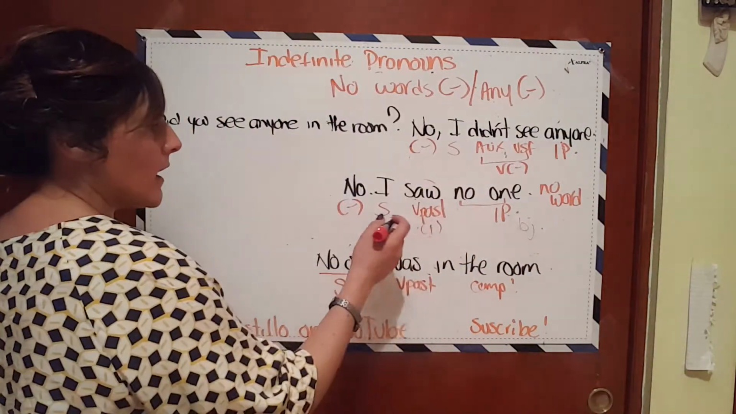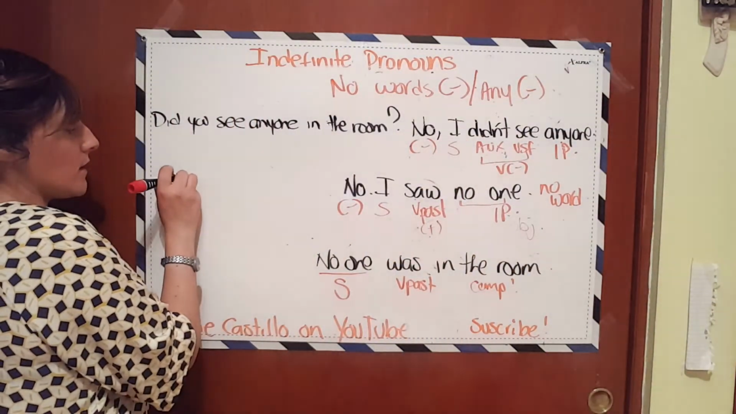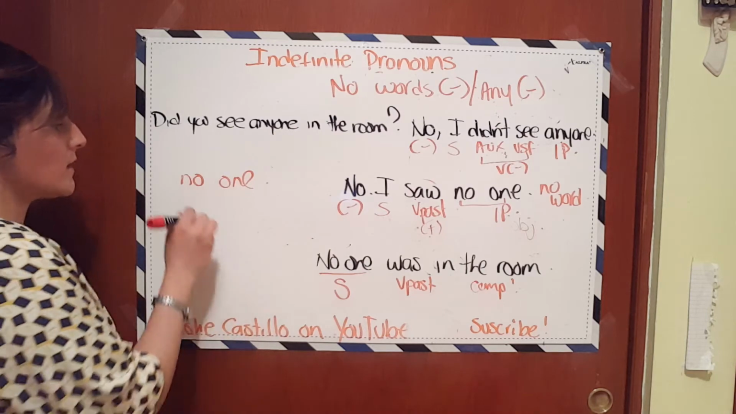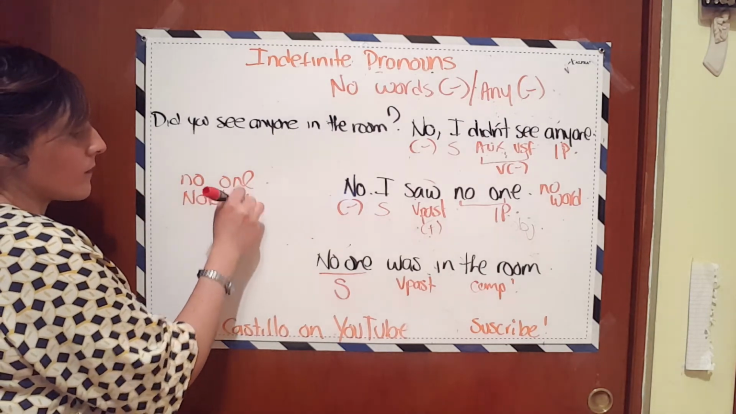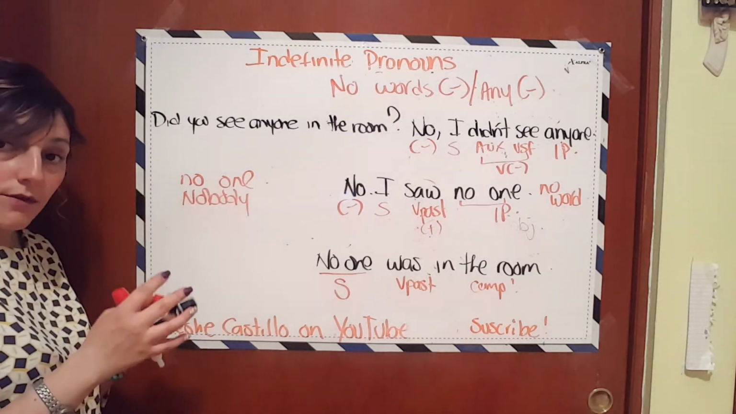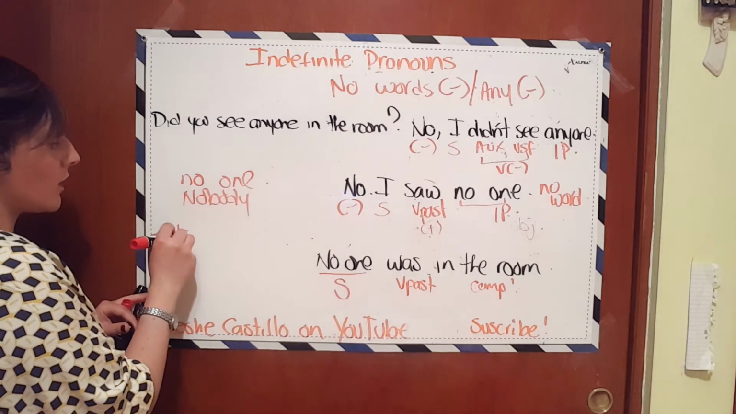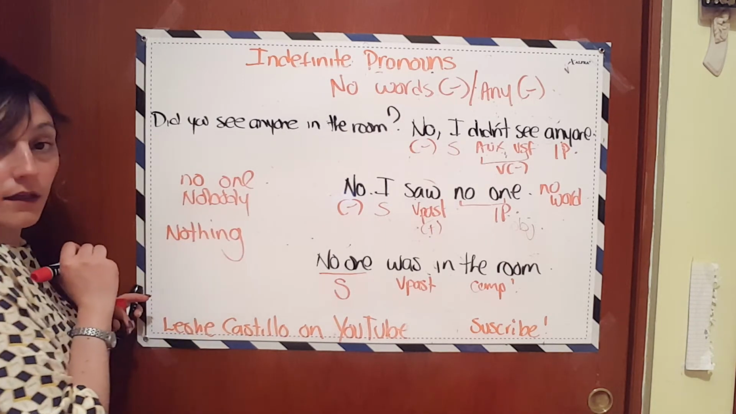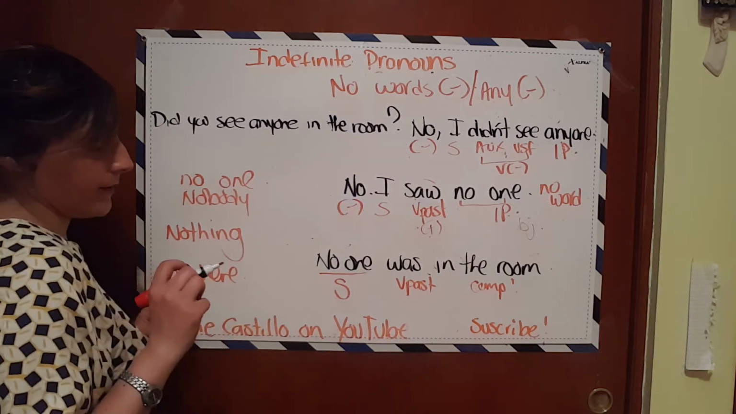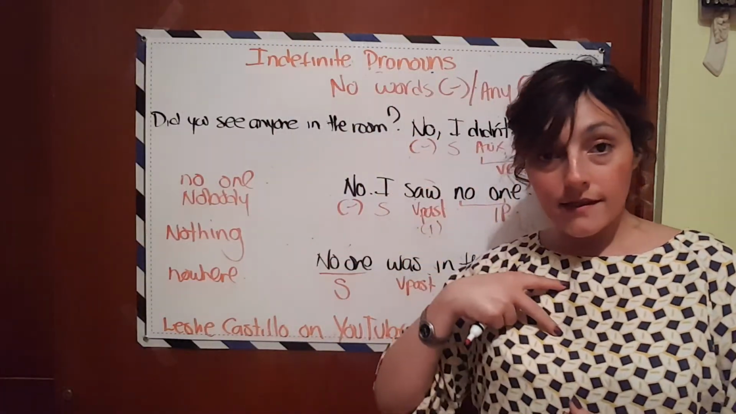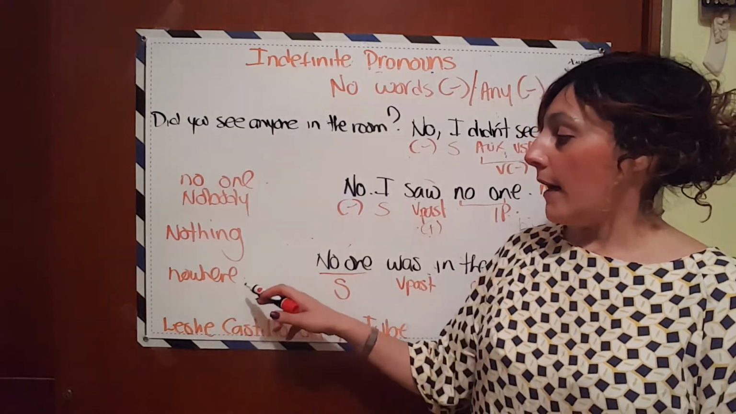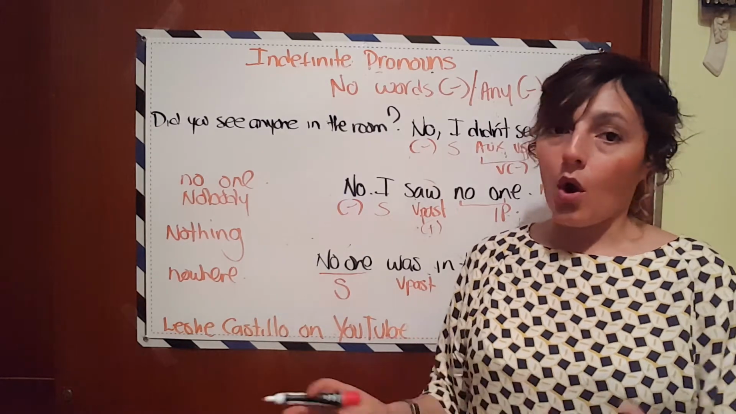Now, let's check no words. If you're going to express an idea about a person, you can say no one, or nobody. Now check, they are different. No one is separated and nobody is together. Then if you're going to talk about a thing, you say nothing. And then if you're going to talk about a place, you say nowhere. Yes? For example, yesterday I did nothing. Last vacation I went nowhere.